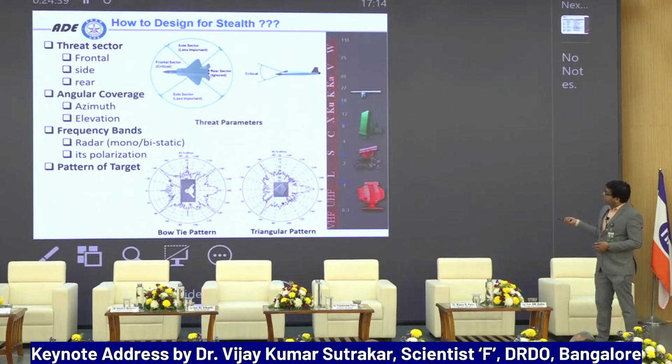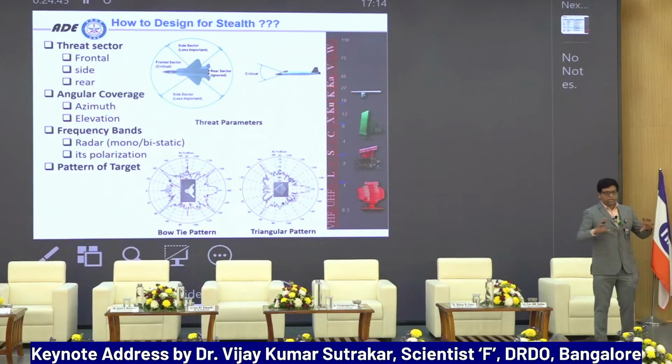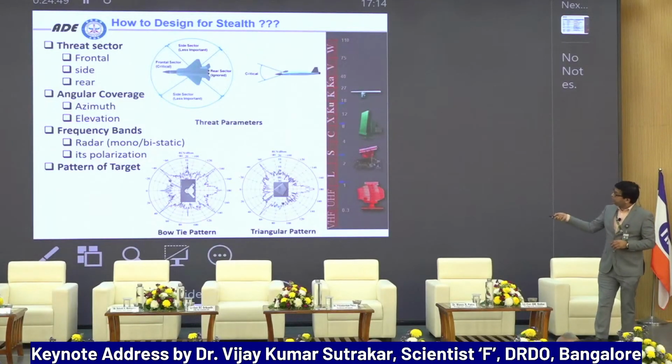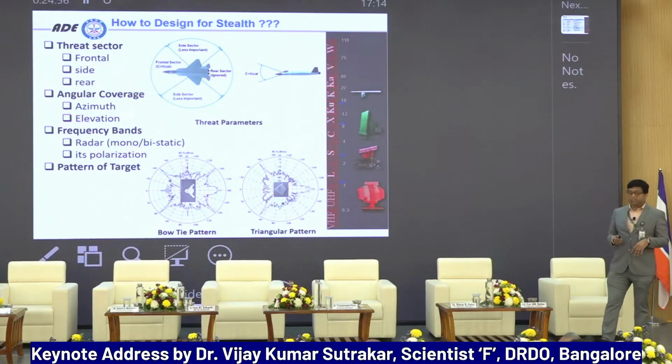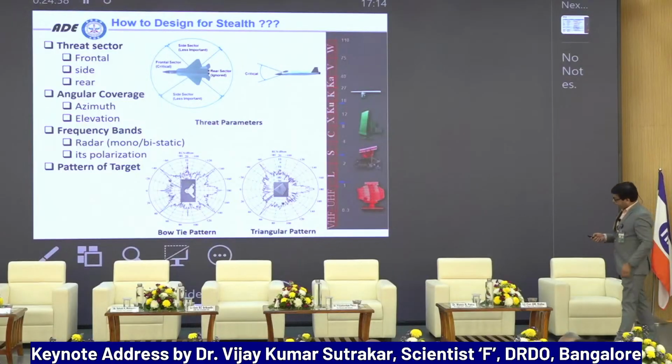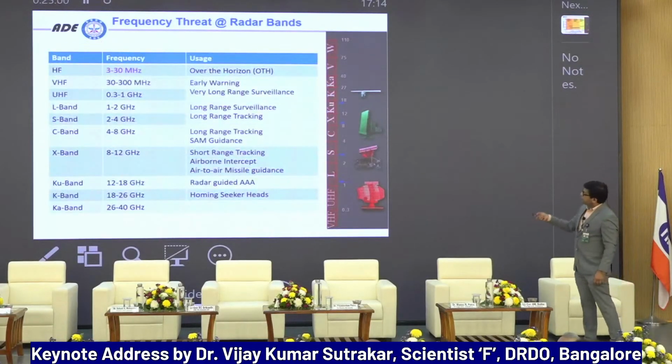And not only that, the radars could be monostatic, where your transmitter and receiver are sitting at one place, or located at different places, and then there is the polarization of the radars. So there are n number of parameters which have to be taken into consideration when we are talking about the design of the aircraft. So okay, these are the kinds of frequencies there are.